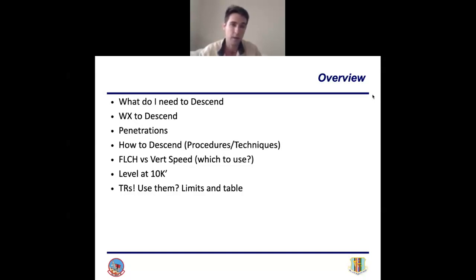Quickly, I'll talk about leveling off at 10,000 feet, because in the last year I've seen a lot of misnomers, people not fully understanding the leveling off and slowing down at 10,000 feet and thinking that if you're at 10,000 feet, you have to be 250 knots, which isn't the case. You can be fast at 10,000 feet if they let you down there. And then talking about TRs, using them, should we or not? Are we allowed to? When are we allowed to, etc.